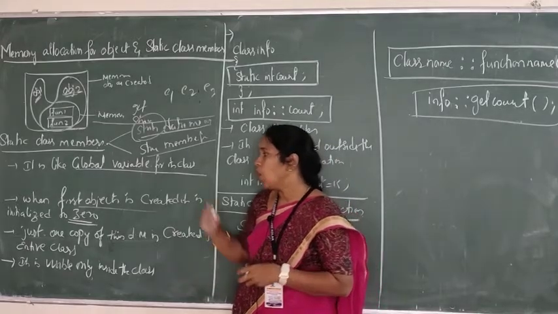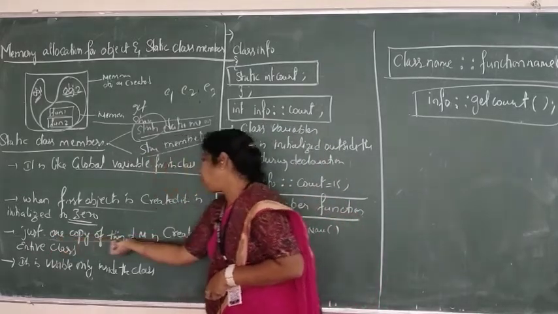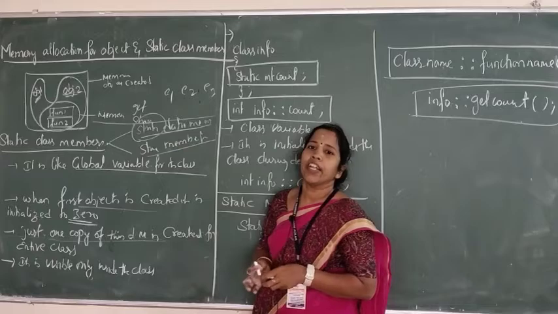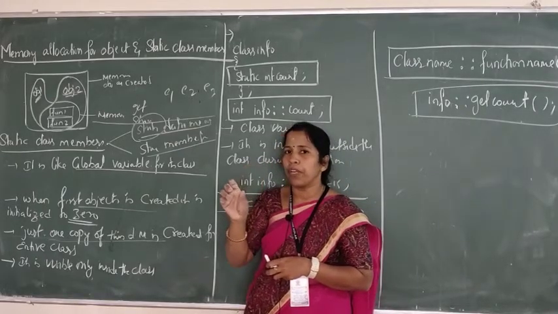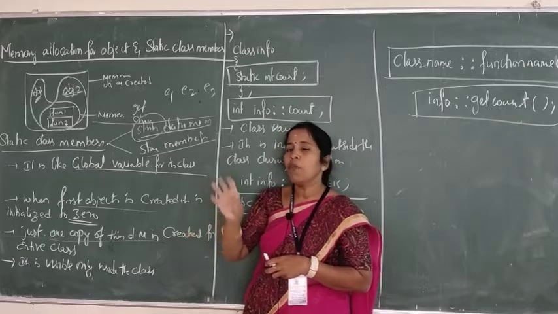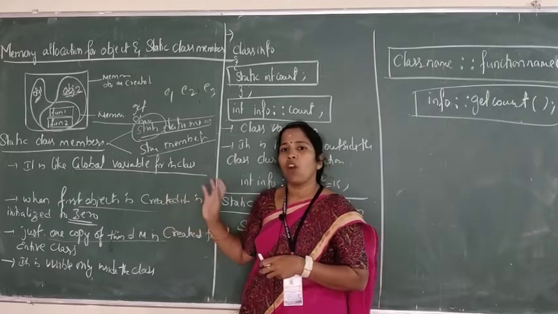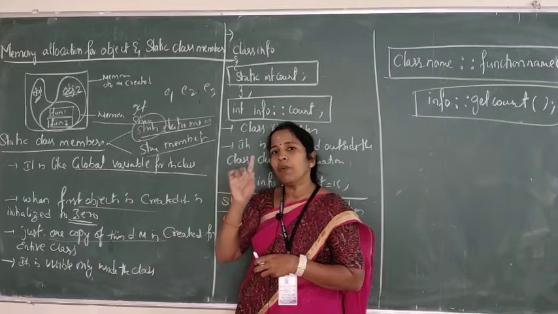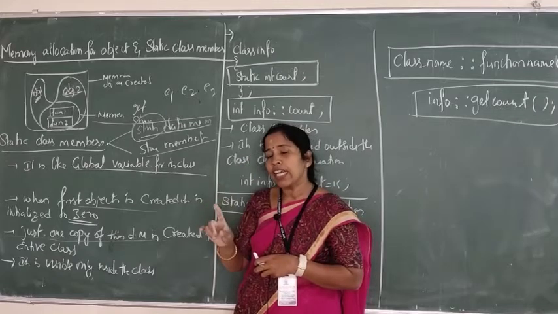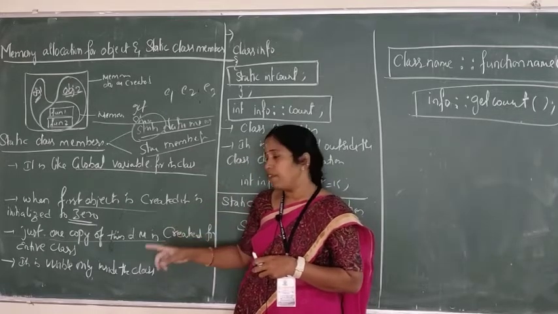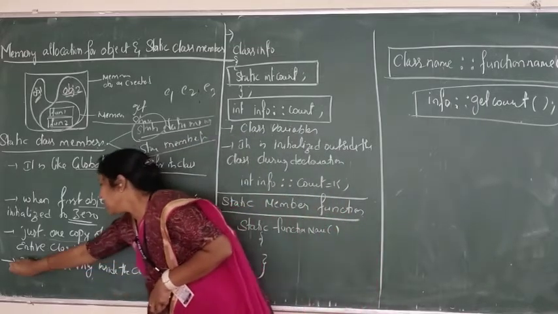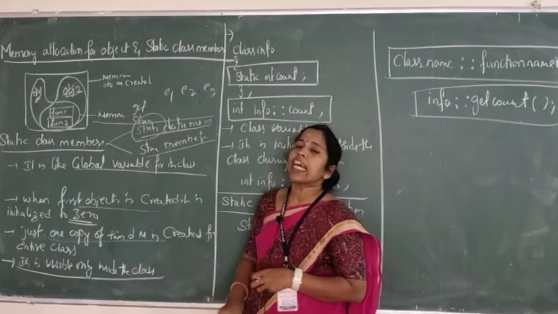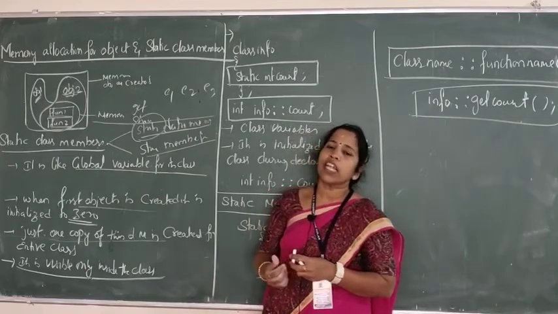And the third point is that only one copy of the data member is created. So for static data members, only one copy is created, and the same data member will be accessed by different objects of the class. The static variable will be only one, but it is accessed by the different objects of the class. And it is visible only inside the class. We are using the static variables.